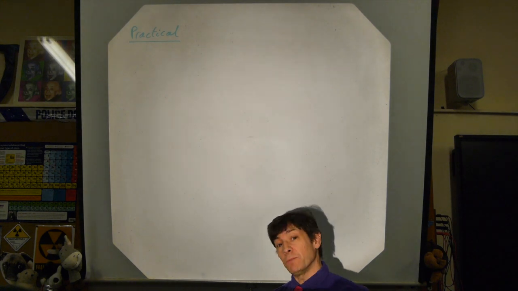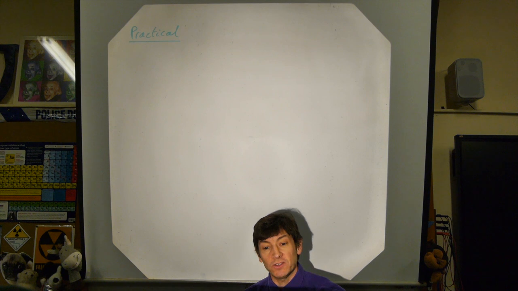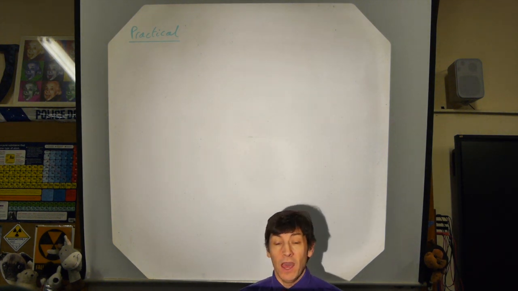Okay, so let's do a practical now. It's going to be a theoretical practical because you're not here, but this is what I'd normally get you to do if you were in class with me. I would get you to build a capacitor circuit up, like we've just done, a CR circuit, and then what I would do is get you to disconnect the power supply and measure the voltage at different times to see that exponential decay of voltage across the capacitor.